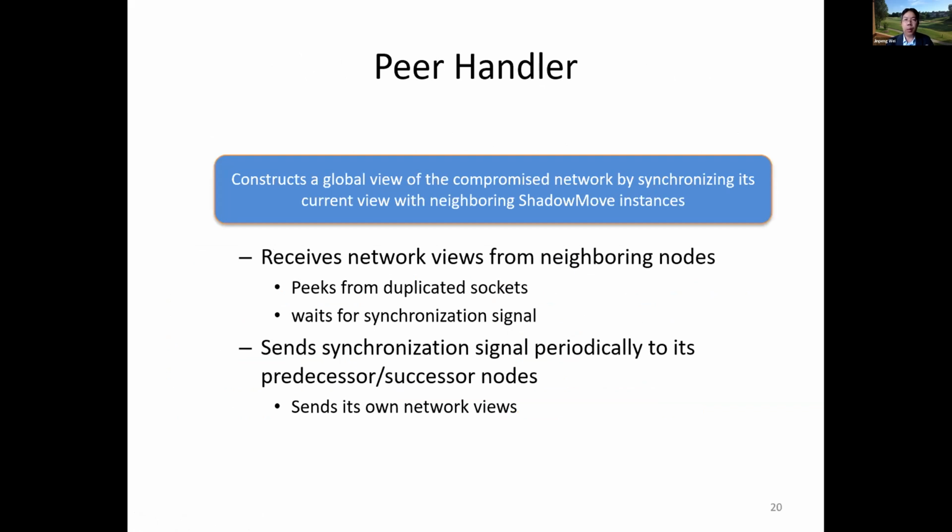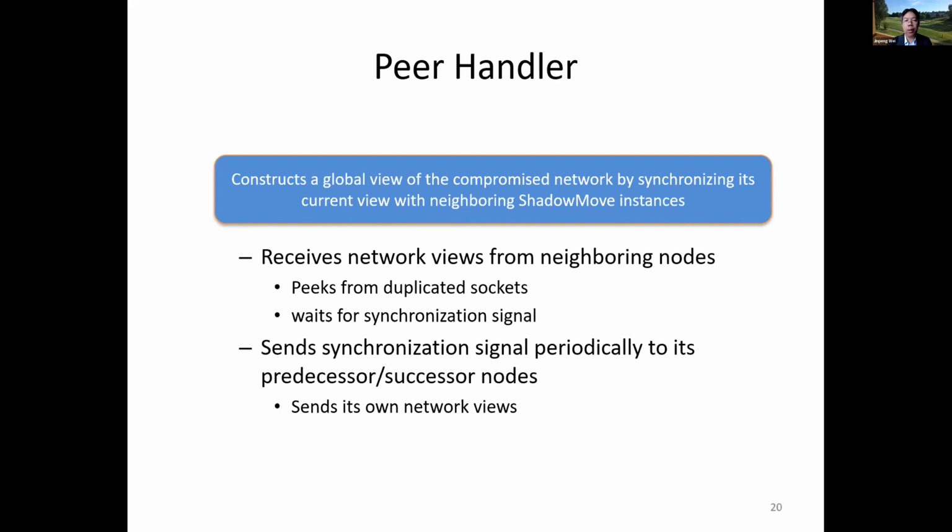Now I'm going to talk about another component, the peer handler. This is the component that helps to construct the global view of the compromised network. Basically, the peer handler is running on every compromised host, and these peer handlers cooperatively talk to each other to exchange and merge their local views so they can collectively construct a global view. That's the basic idea.